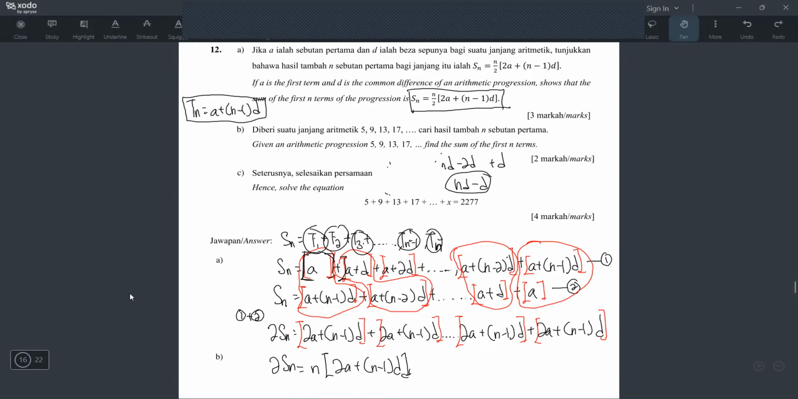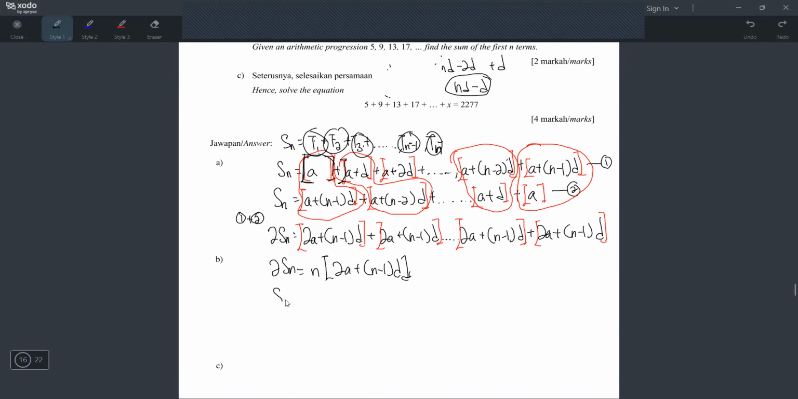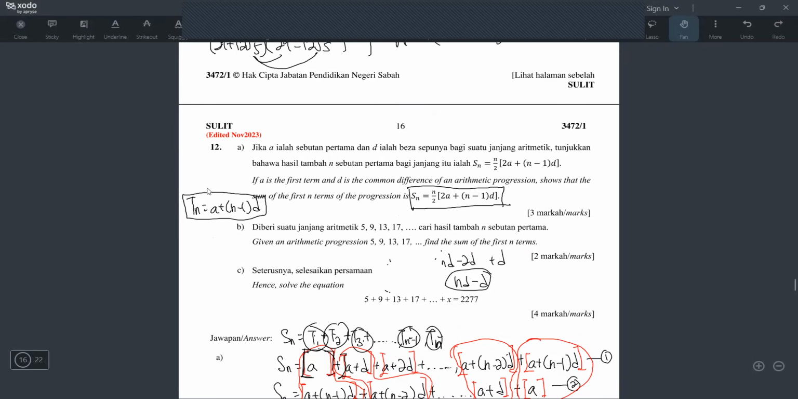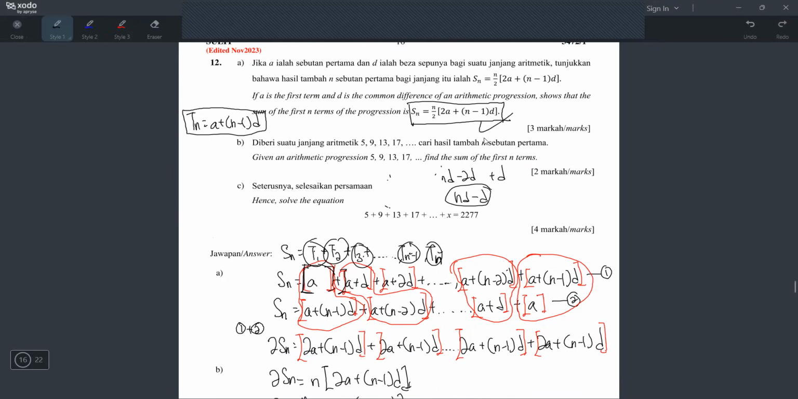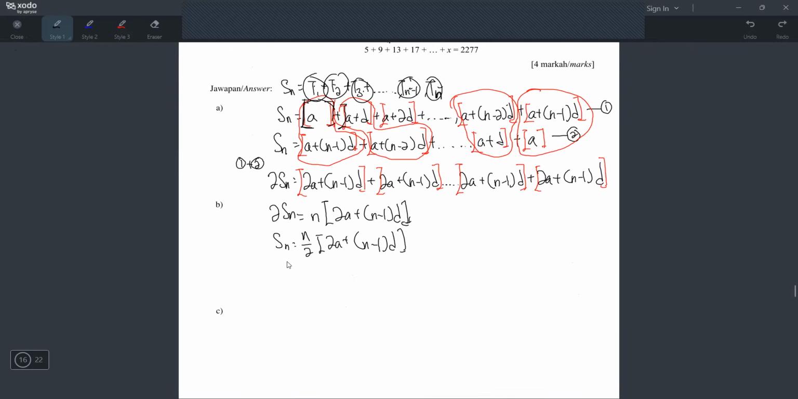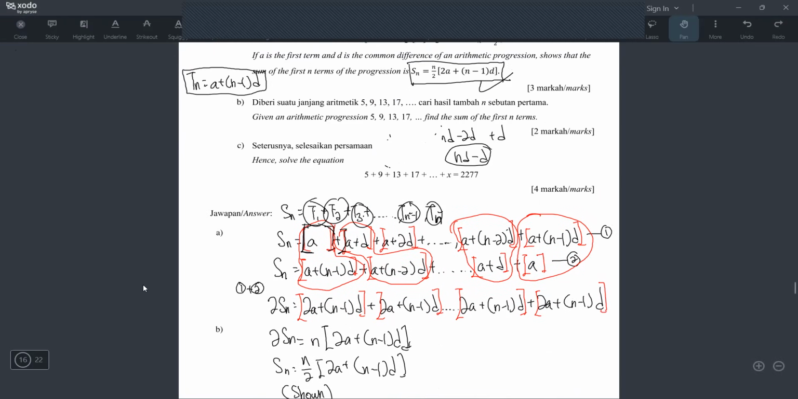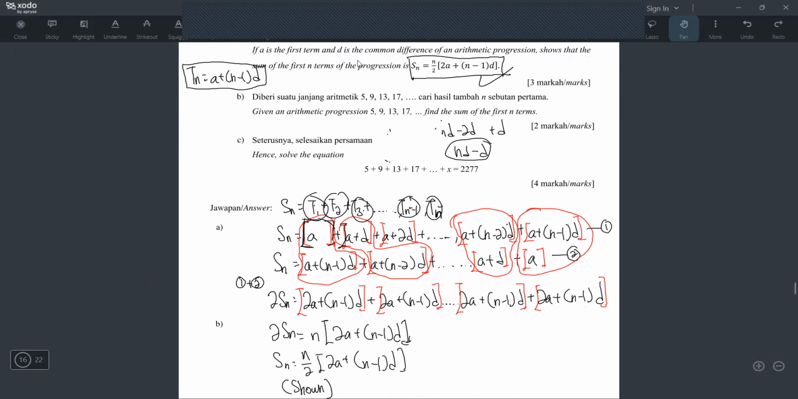Now I can find my Sn by dividing by 2. When I divide by 2, I get n over 2 times the big bracket 2a plus n minus 1 d. And this formula is the same as this one. So this is how you prove this formula, and then you can write the word "shown" here, because they want me to show it. So make sure you remember how you show this formula.